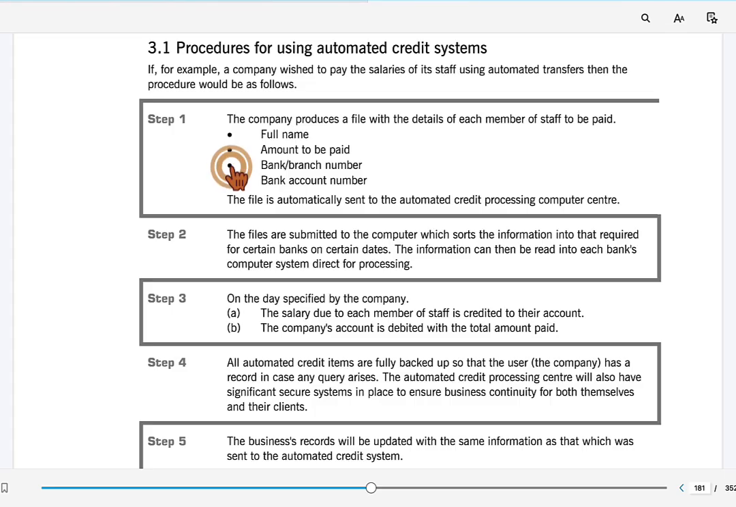Item 3, bank or branch number. This is a banking code that identifies the bank and sometimes the branch. Different countries use different codes, but the purpose is always the same. It tells the system where the employee's bank account belongs. So you can think of it like a bank location identifier. If this code is wrong, the payment may fail, or the payment might go to the wrong bank route.